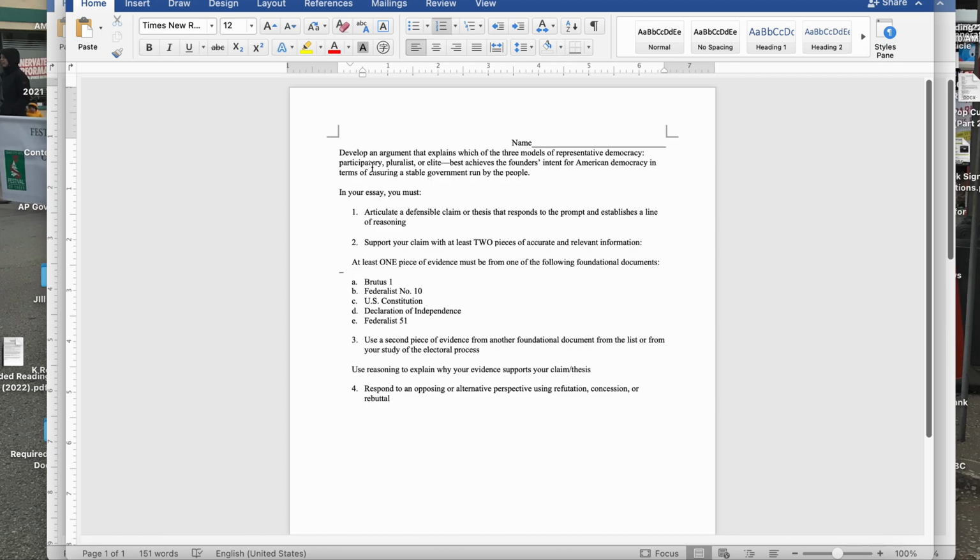So the question is this. It says, develop an argument that explains which of the three models of representative democracy, participatory, pluralist, or elite, best achieves the founders' intent for American democracy in terms of ensuring a stable government run by the people.